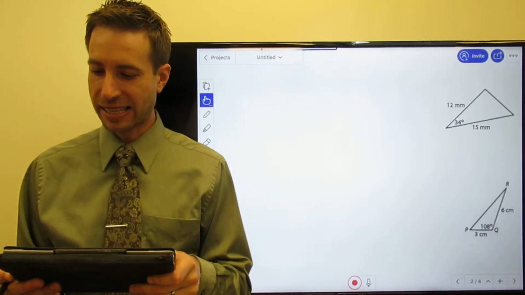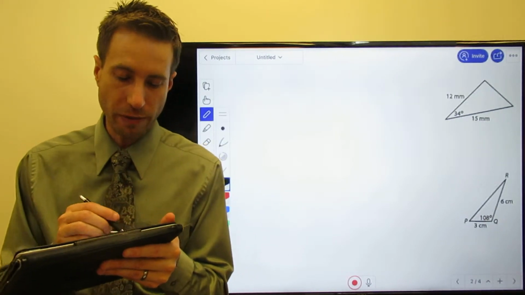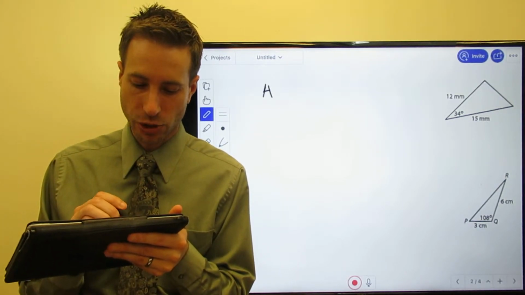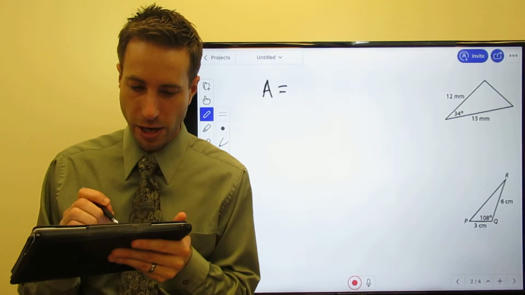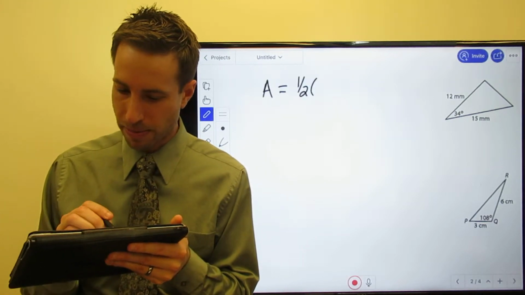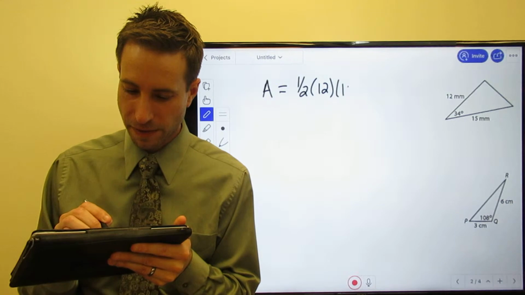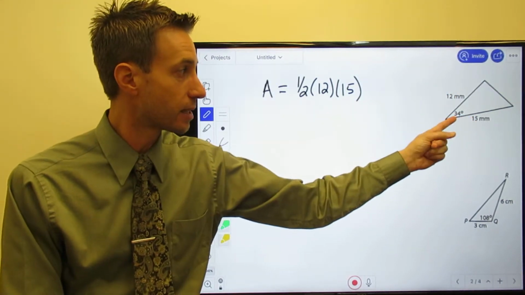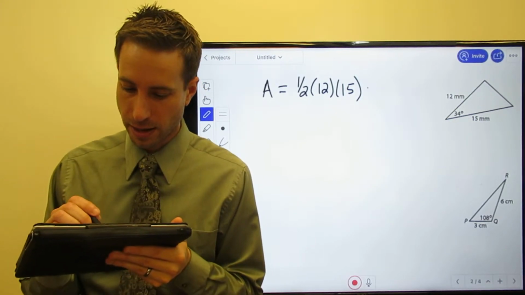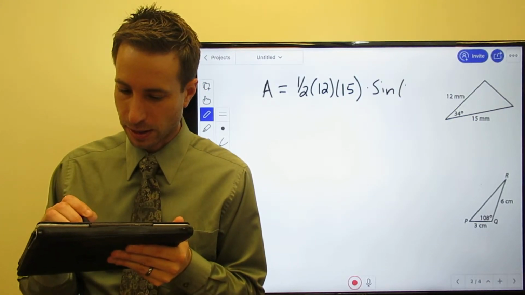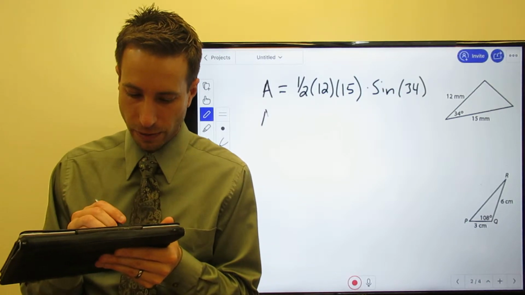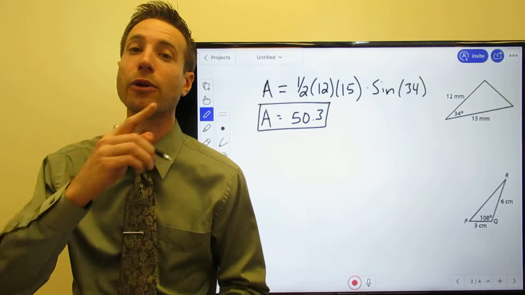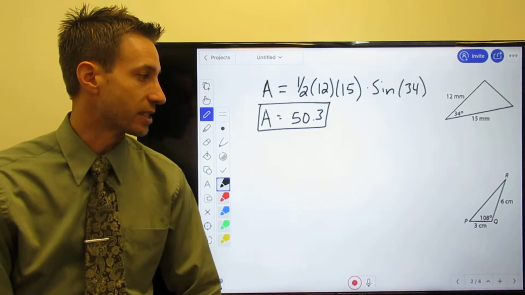Actually, at this point, more than likely, you've gotten very comfortable with these. Hopefully, you have already tried these two on your own. You're just coming back to see what I get as an answer, just to double check and make sure you didn't fat finger something on your calculator. So here we go. 1/2 multiplied by 12 times 15. Again, the order of the sides doesn't matter. They just have to be the adjacent sides to the angle that I was given, and they are. Sine of 34. Don't fat finger something on your calculator, and you get 50.3. Again, you're rounding because the directions said round to the nearest tenth.